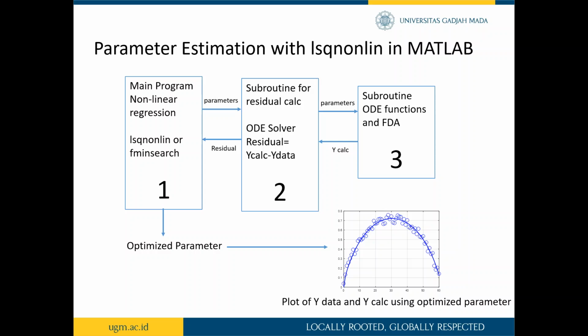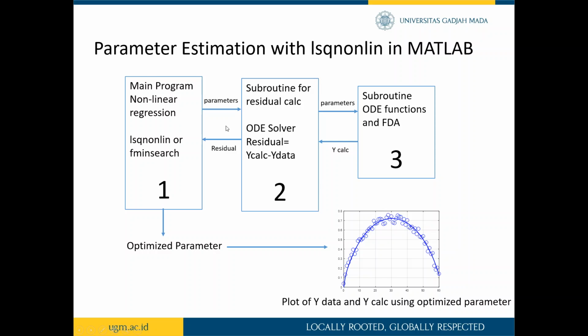This class of problem is also classified as an indirect fitting problem, which means that the y calc calculation here is not directly calculated from the parameters. In order to get the y calc, the simulated data, you have to solve the differential equations, and that means we have to add one more subroutine, which is the ODE function and FDA. So I classify this as indirect fitting. In some situations, the value of y calc can be directly computed. That's much easier than indirect fitting, because in indirect fitting you have to solve the differential equations, and then from the results you have to define in which columns the y calc that you are interested in is, and then make sure that the y calc and y data have the same size so you can get a nice residual.